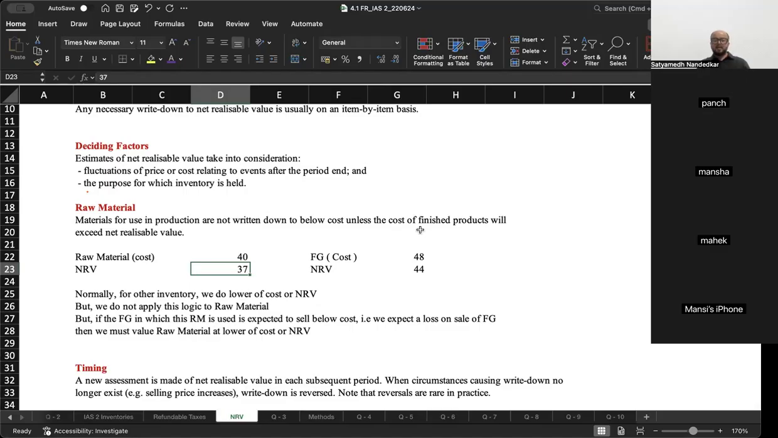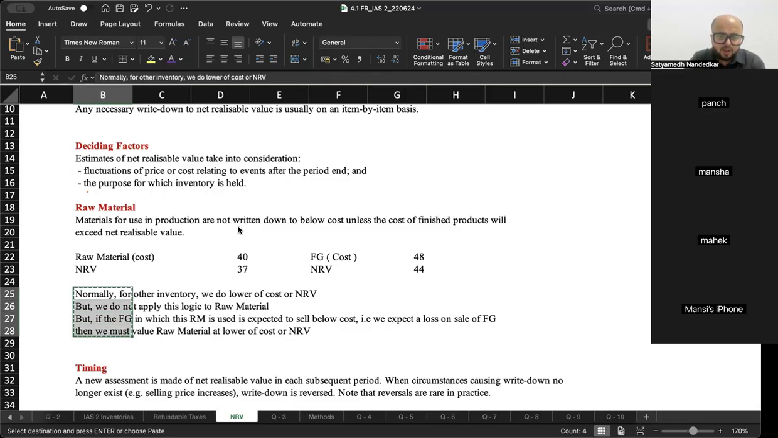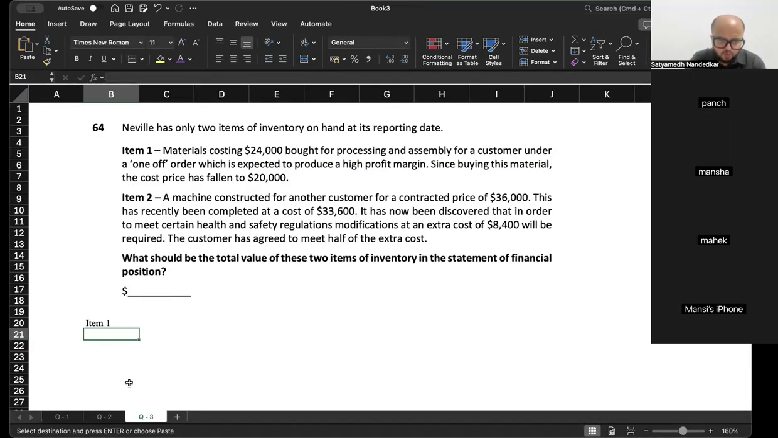Now they are saying that inventory should be valued at lower of cost or net realizable value. Ideally, you should value at 37. But this logic does not apply to raw material. What is the rule here? If the FG, that is finished goods, in which raw material is used, is expected to sell below cost, that is, we expect a loss on the sale of finished goods, then we must value raw material at lower of cost or net realizable value. Otherwise, we will continue to show the raw material at cost. So, this is the rule that I will be taking to our current question. What is the rule?